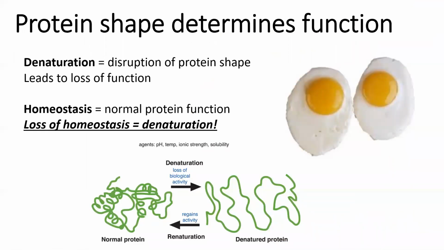So the shape of the protein again determines its function. So if you have a disruption in the shape of the protein, that's going to lead to the loss of the function. This is called denaturation, okay? So you take a regular egg, you're gonna make breakfast, okay? You add heat to it, and there you go, you create the sunny side up eggs right there, okay? You've denatured the protein in those eggs, specifically albumin, which is the main protein found in eggs.